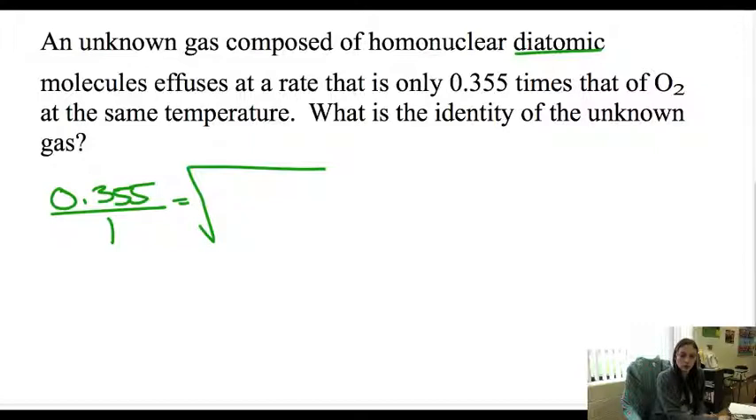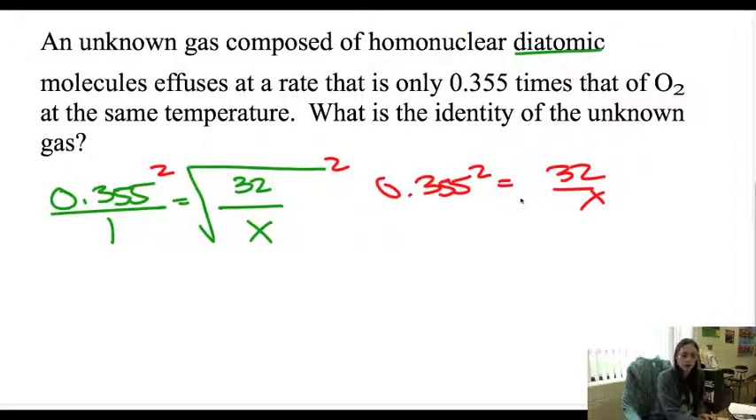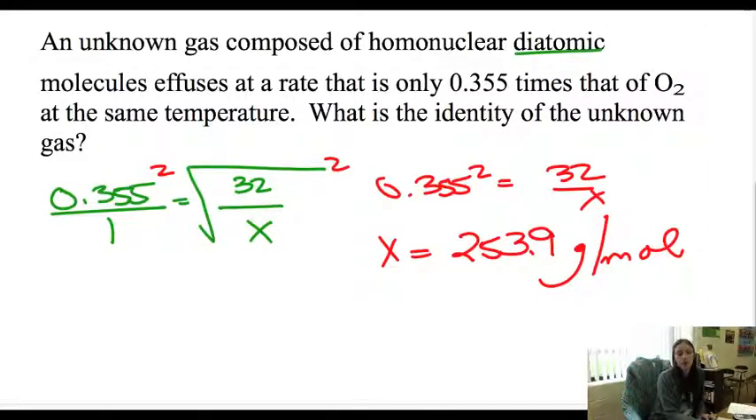There's the square root, and I have my unknown on the bottom here that I don't know. O2 is 32. To get rid of my square root, I'm going to square both sides. So I'm going to have 0.355 squared is equal to 32 over x. I'm going to cross multiply and divide, and I get x being 253.9 grams per mole. Now how do I know what it is? It's the same thing and it's diatomic, meaning there's two of them. So 253.9 divided by 2, you will notice that this is iodine. This is I2.